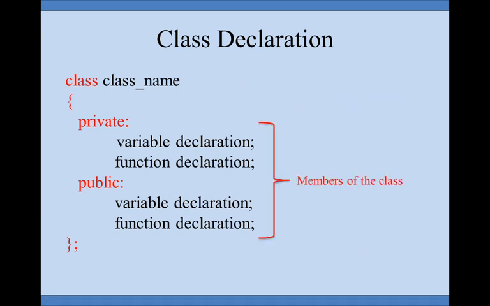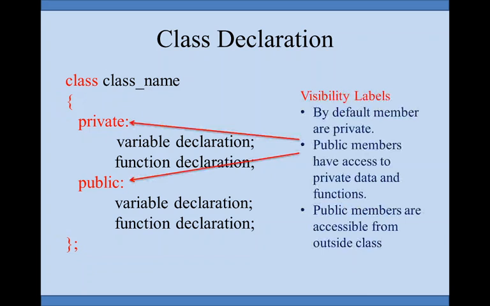Now these private and public things are called the members of the class. Then we have the starting and closing curly bracket and a semicolon. This is the syntax, you must remember this. And private and public are called visibility labels, by which we can mention the scope of the contents. By default, members are private.